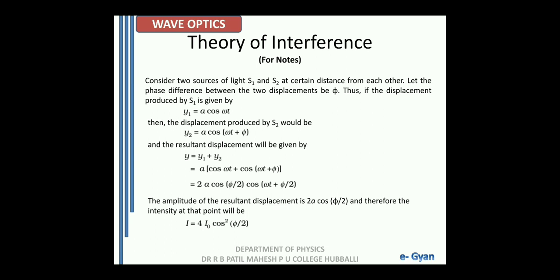The resultant displacement y is equal to y1 plus y2, and when we solve it mathematically, we get y is equal to 2a cos phi by 2 into cos of omega t plus phi by 2. So therefore, the resultant intensity I depends on the phase difference. So I is equal to 4 I naught into cos square of phi by 2.